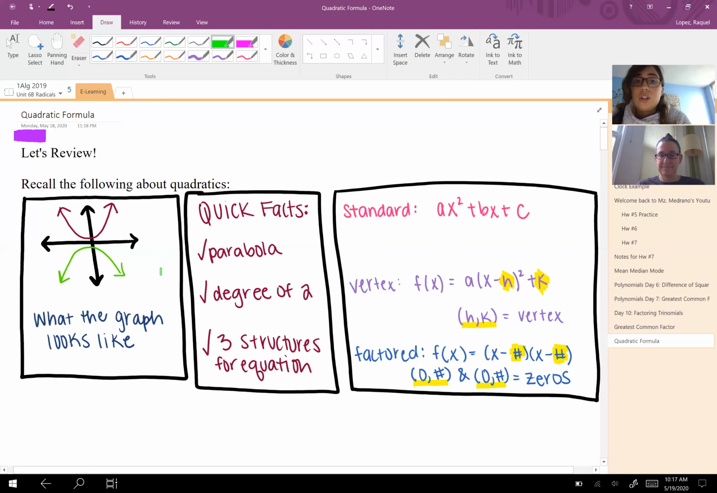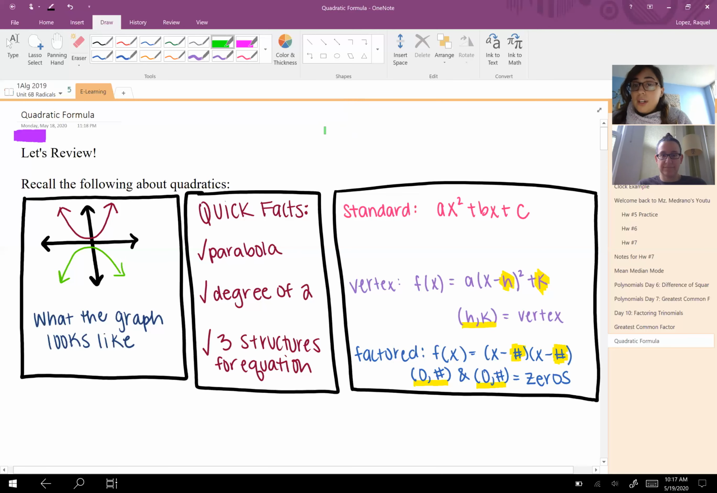Those structures are in that last box right here. You've got standard form, written in pink, which looks like ax squared plus bx plus c, and standard form gives us some important information. Then we've got vertex form, written in purple: f of x equals a times the quantity x minus h squared plus k. The important information we get from vertex form is the vertex, and I've highlighted those points for you in yellow.